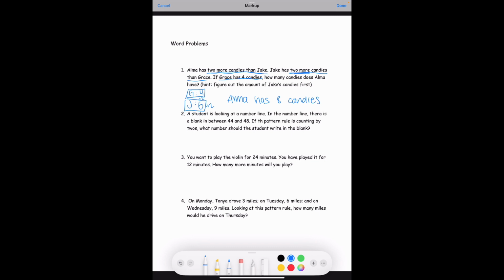All right, let's try number 4. On Monday, Tonya drove 3 miles. On Tuesday, 6 miles. And on Wednesday, 9 miles. Looking at this pattern rule, how many miles would she drive on Thursday?